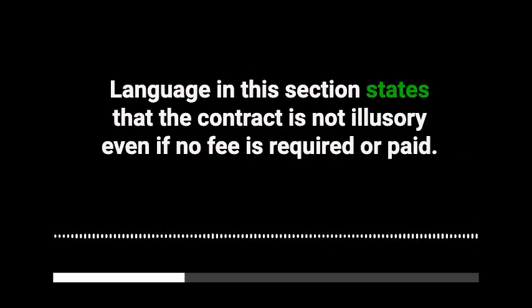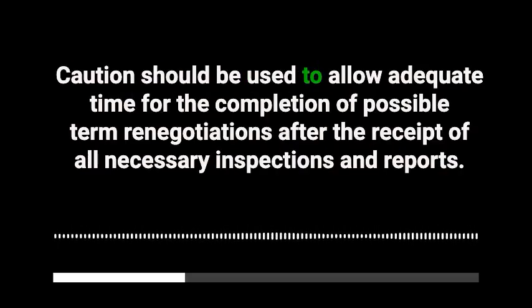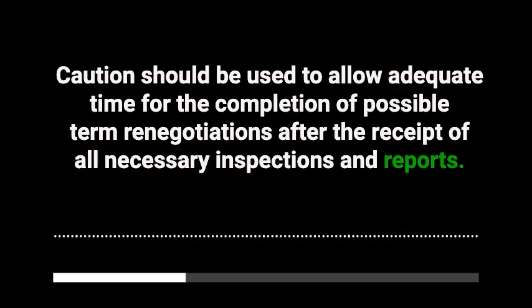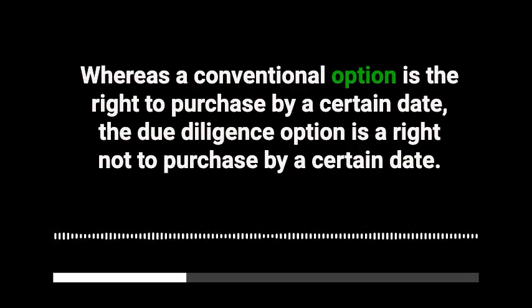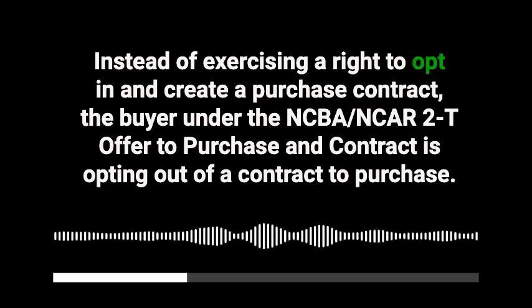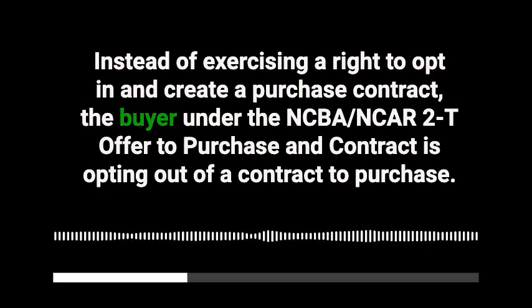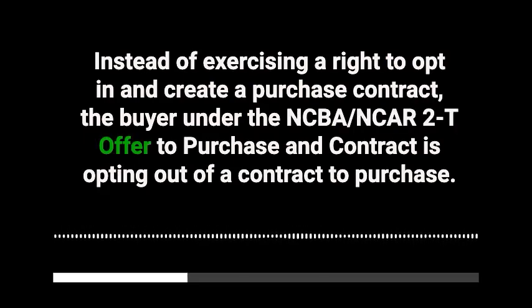Language in this section states that the contract is not illusory even if no fee is required or paid. Caution should be used to allow adequate time for the completion of possible term renegotiations after the receipt of all necessary inspections and reports. The due diligence period is significantly different from the conventional option to purchase contract discussed later. Whereas a conventional option is the right to purchase by a certain date, the due diligence option is a right not to purchase by a certain date. Instead of exercising a right to opt in and create a purchase contract, the buyer under the NCBA NCR2T offer to purchase contract is opting out of a contract to purchase.